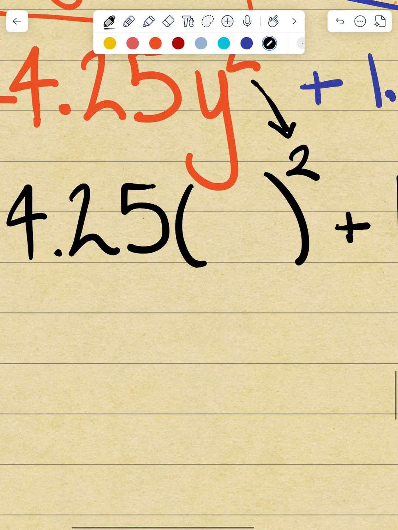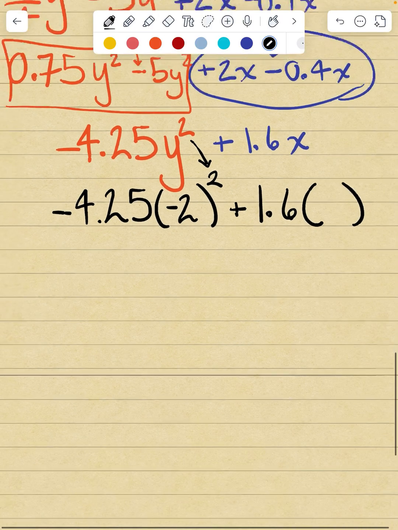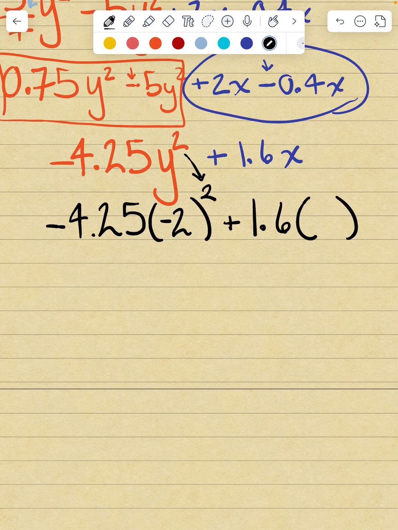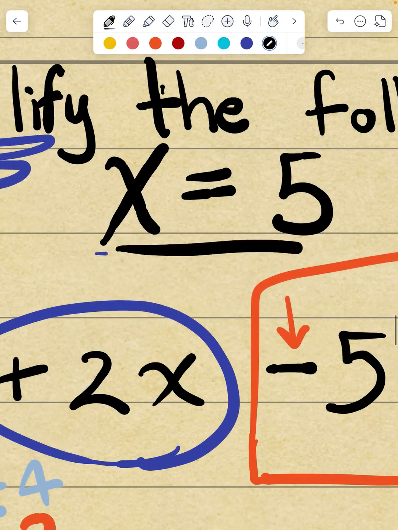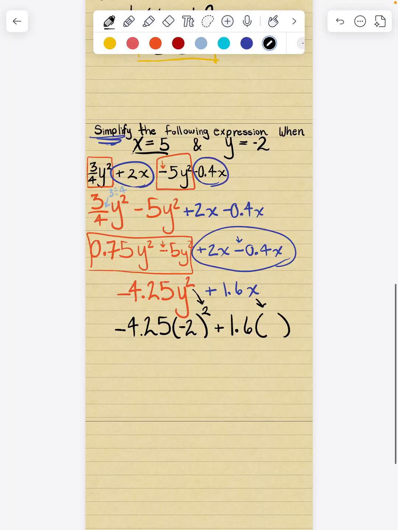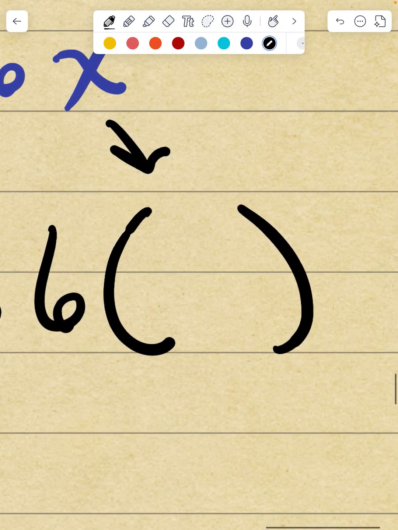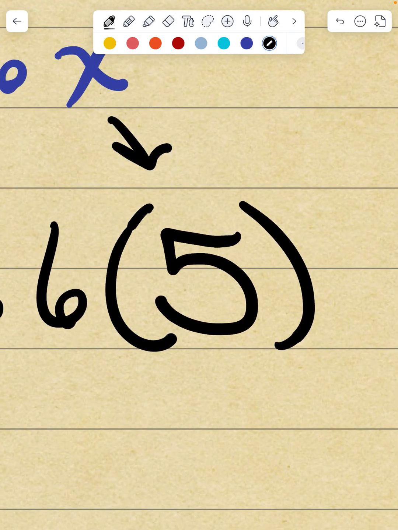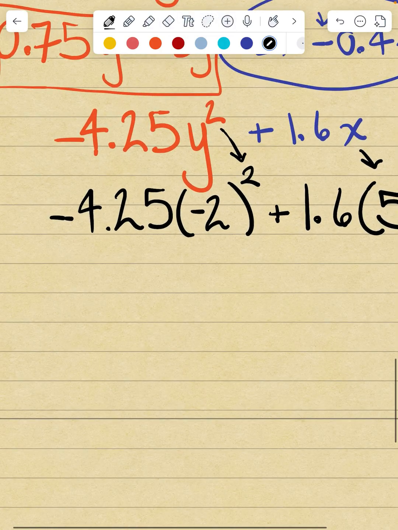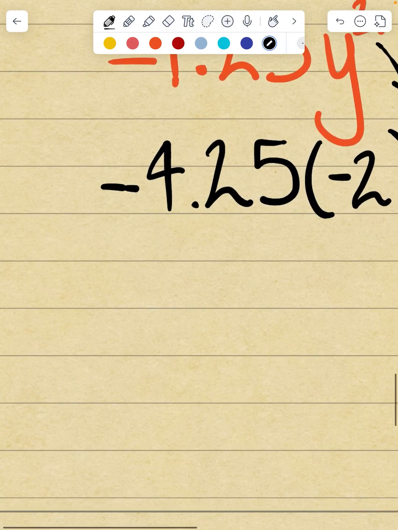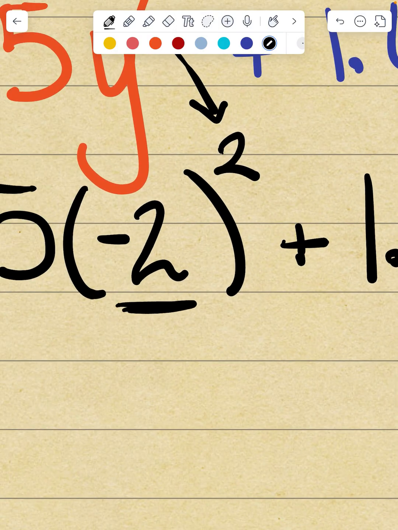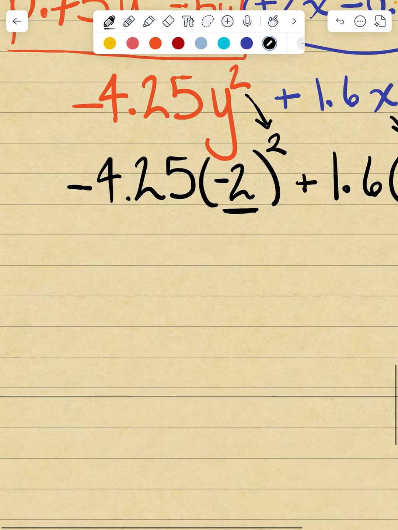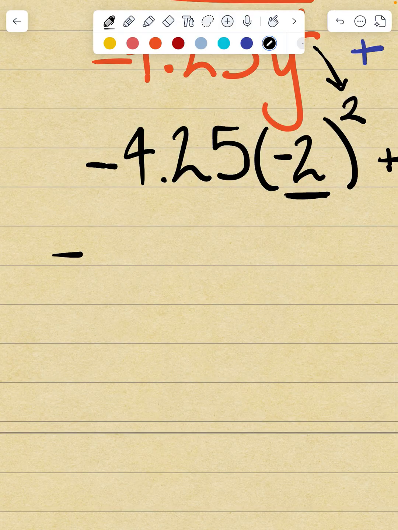So we said that y equals negative 2, and we said x equals, what did we say it was? We said x equals 5. So we're going to get 5 here. Now remember parentheses mean multiply, but I have this squared right here. So squared means I have to write this negative 2 twice. I have to write it twice.